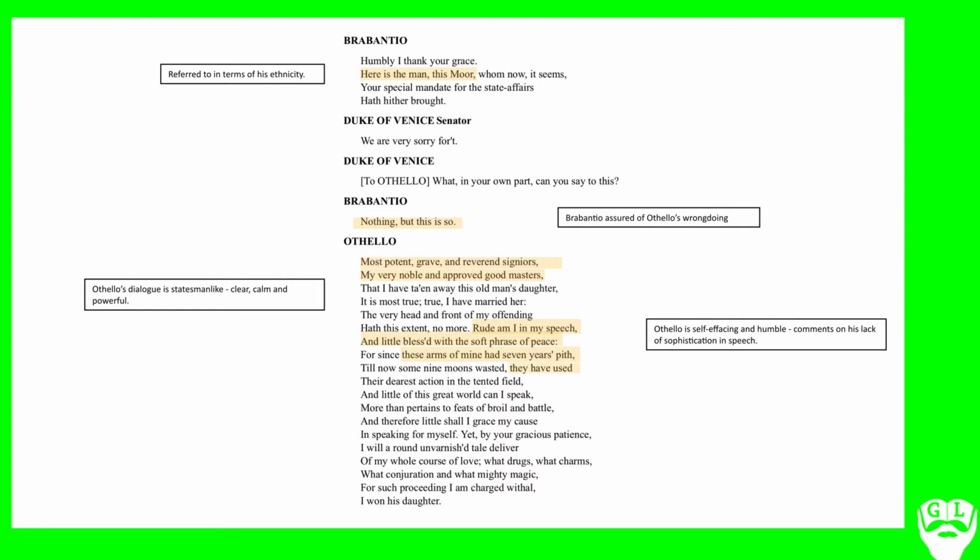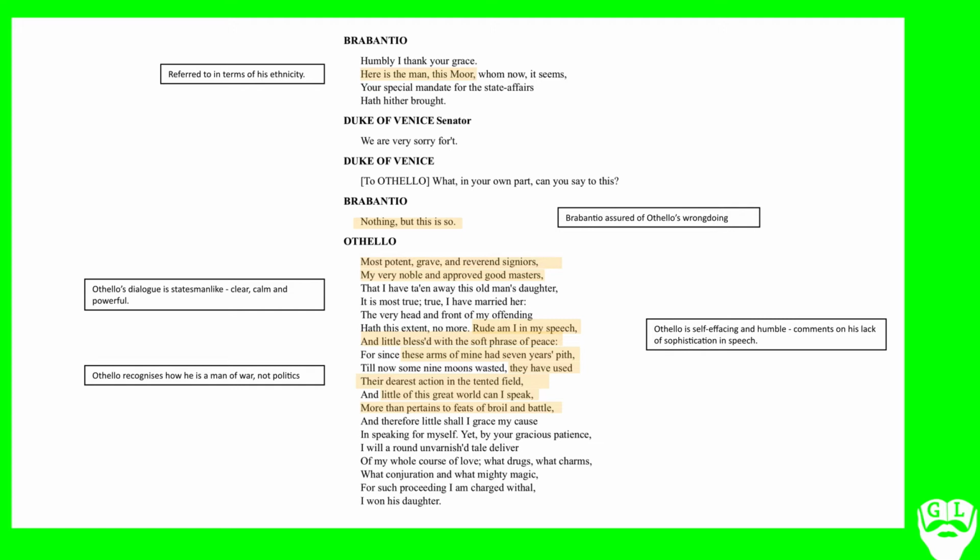He says here, "Seven years' pith, these arms of mine have used their dearest action in the tented field. Little of this great world can I speak, more than pertains to feats of broil and battle." Othello here is saying how, as just mentioned earlier, he's a man of war, not of politics. He's a man that knows the language of violence and the language of battle. And this will come back to haunt him quite significantly in the play's denouement.